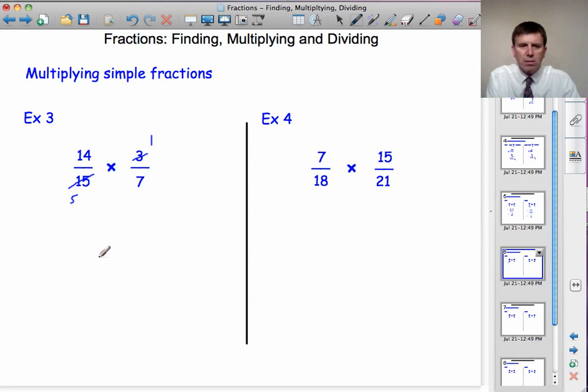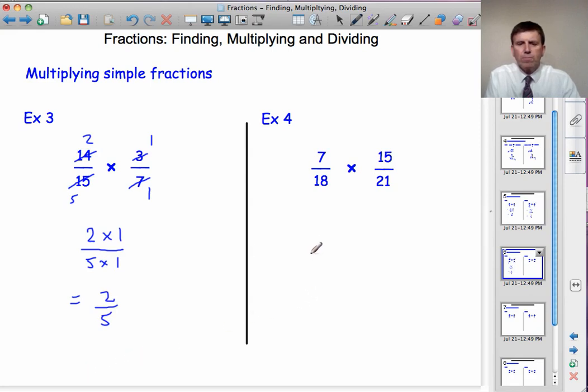Any more cancelling? Yes, 14 and 7 have a common factor of 7. So I can say 7 goes into 7 once, and 7 goes into 14 twice. I've now finished cancelling, so I multiply the numerators, 2 times 1, and I multiply the denominators, 5 times 1. Final answer, 2 times 1 is 2, 5 times 1 is 5, so the answer is 2/5.